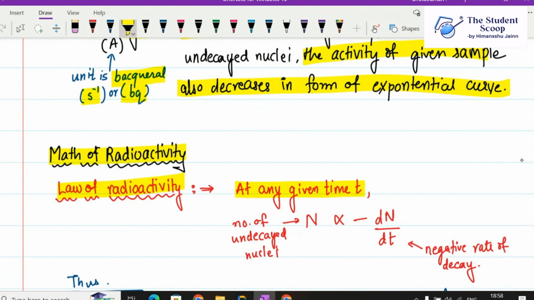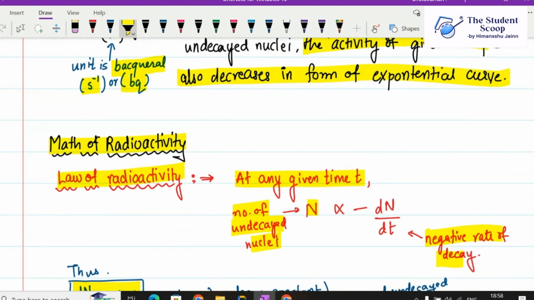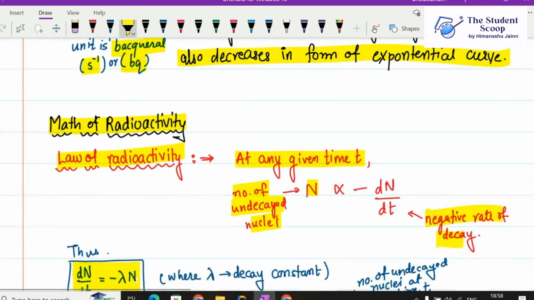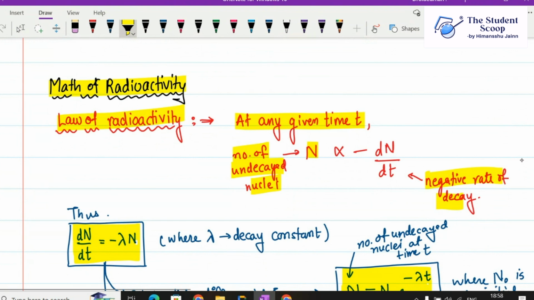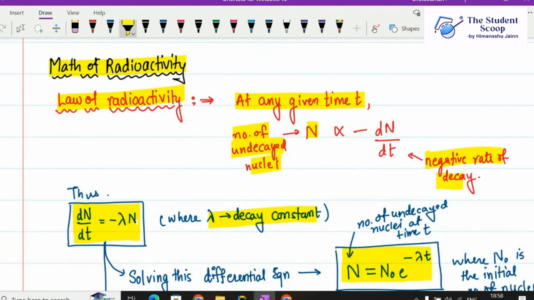At any given time, the number of undecayed nuclei, N, is directly proportional to the negative rate of decay, which is the derivative with respect to time, dN by dt. Number N is what? The number of undecayed nuclei. So if we convert this proportionality, we get a constant. Lambda is nothing but a constant of proportionality, which we call the decay constant.